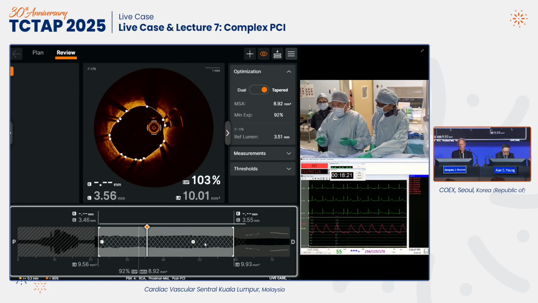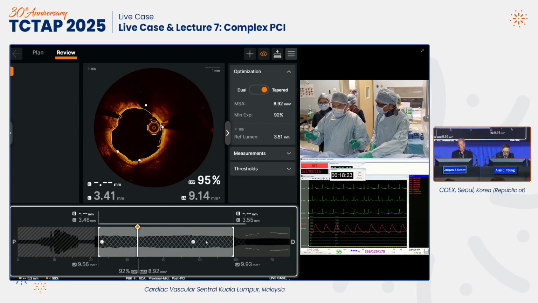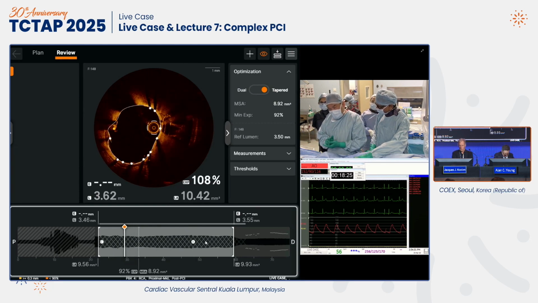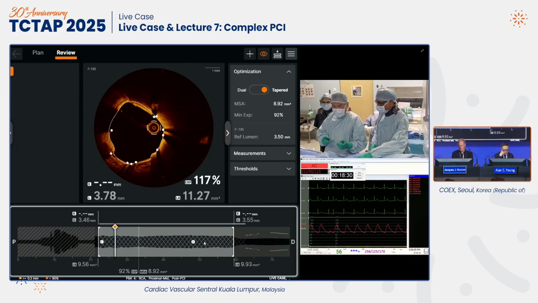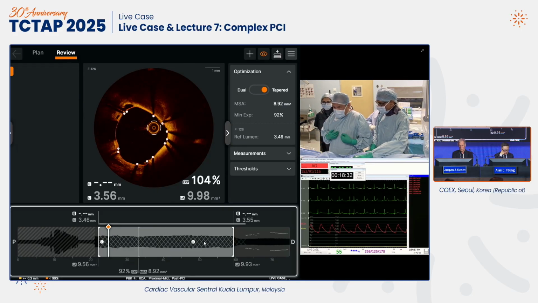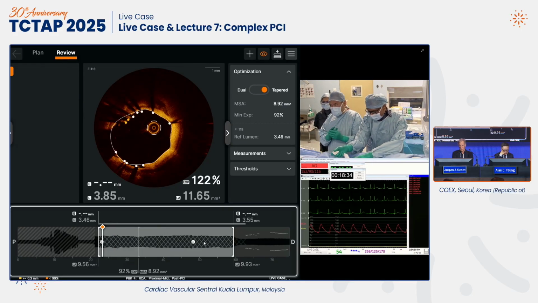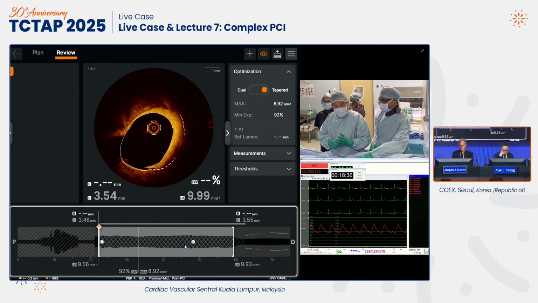Obviously, it is not the panacea for all calcified lesions. Sometimes it's very difficult, very severely calcified, and you may have to combine technologies, which I think is sensible. I don't think we should say that this is the panacea for all. But certainly, it makes our work so much easier.